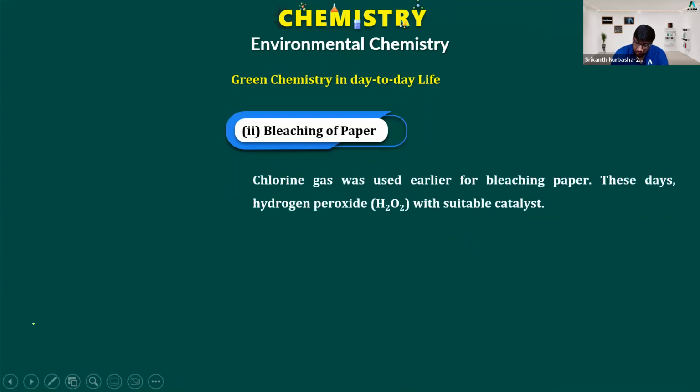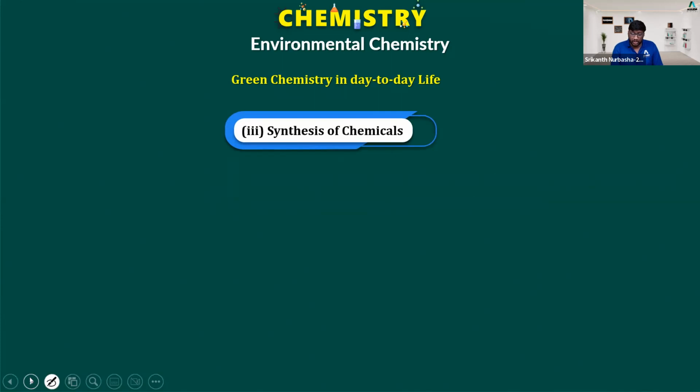Bleaching of paper. Chlorine gas was used earlier for bleaching paper. These days, hydrogen peroxide is the suitable bleaching agent. Again, to reduce the harmful usage, chlorine gas was used earlier, and now we are using hydrogen peroxide, H2O2.